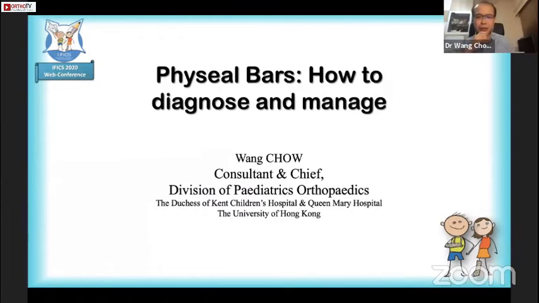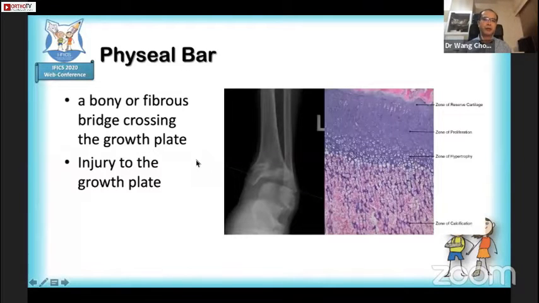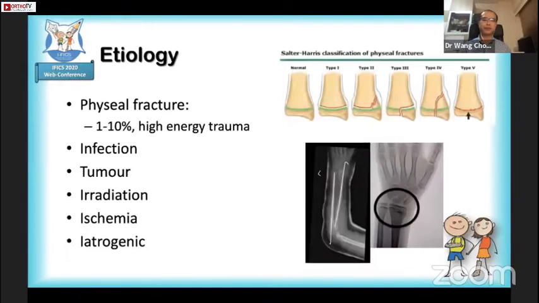So I'm going to talk about how to make a diagnosis and manage physeal bars. A physeal bar, by definition, is a bony or fibrous bridge crossing the growth plate. It's usually the result of injury to the reserve zone of the growth plate. As mentioned before, a physeal bar occurs in around 1 to 10% of all physeal fractures.